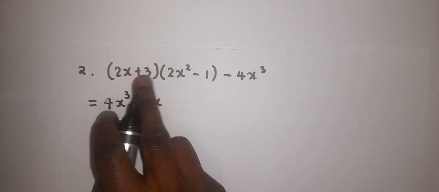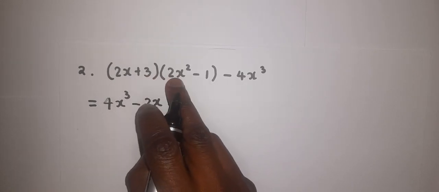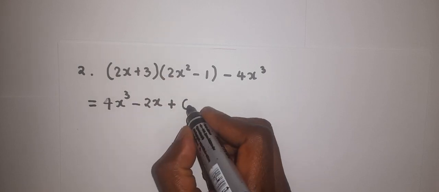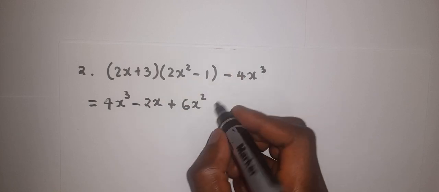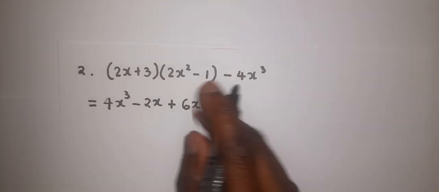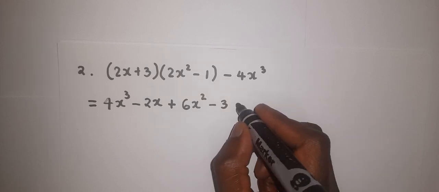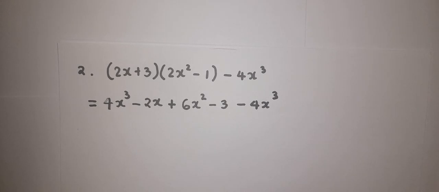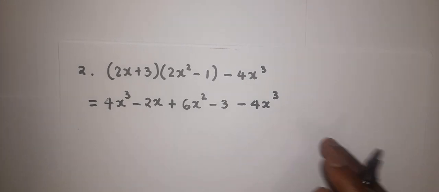And then my positive with a positive, I will get a positive. And then 3 times 2x squared, I get 6x squared. And then positive times a negative, I get my negative. 3 times 1, I get a 3. Now what follows, we still have this negative 4x cubed. And again, once you have removed the brackets, you simplify by collecting like terms.